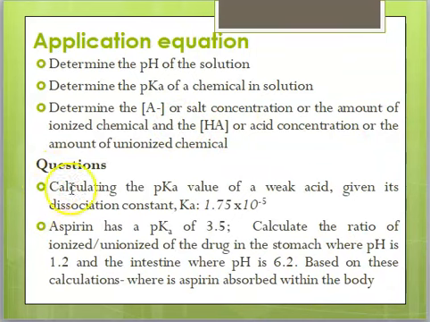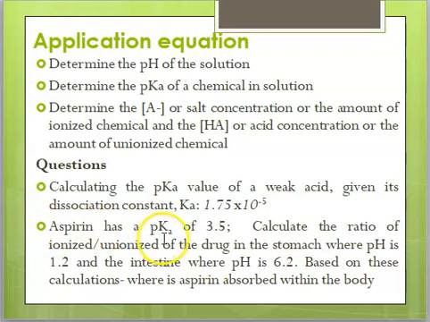Questions. Calculate the pKa value of a weak acid given its dissociation constant Ka. From the equation above, we know that pKa equals negative log of Ka. So using your math, you can calculate the pKa. Now, let's go to the second question.